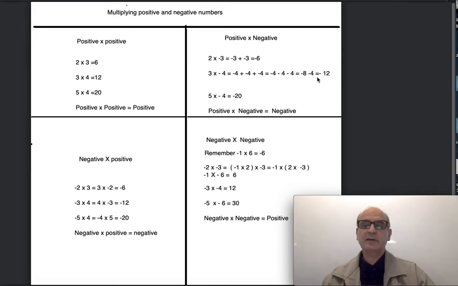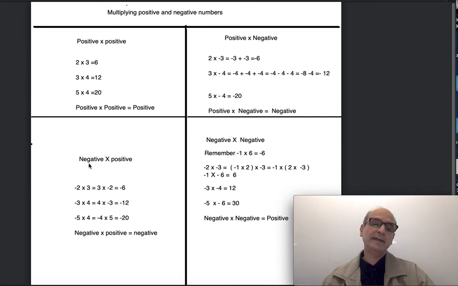So this leads us to an important rule. If I'm timesing a positive number by a negative number, I am going to get a negative number. So 3 times 4 is 12, but because one of them, which is 4, is minus 4, that makes the answer minus 12. Similarly, we can now conclude that 5 times minus 4 will be minus 20. And the general rule is a positive number times by a negative number is equal to a negative number.